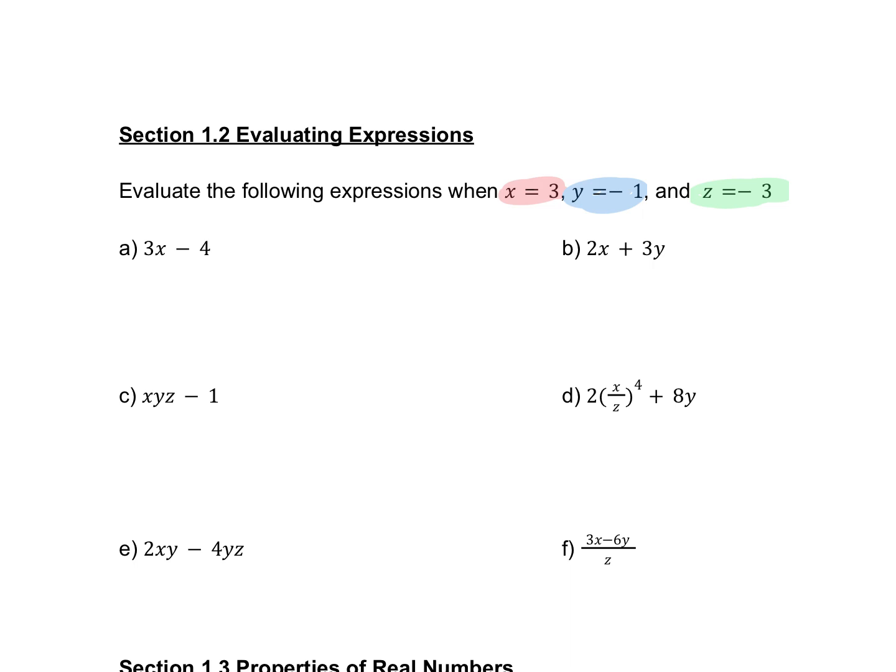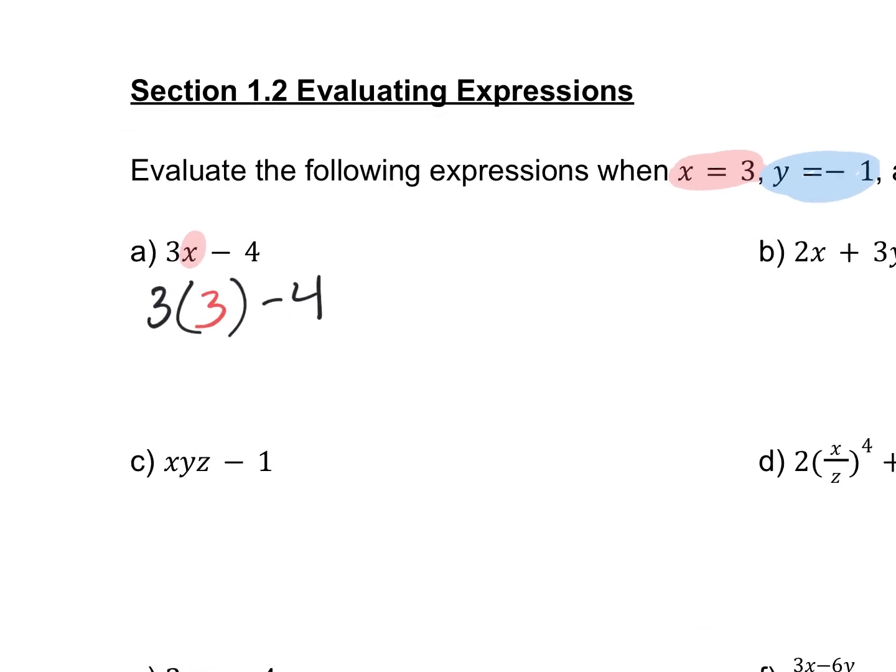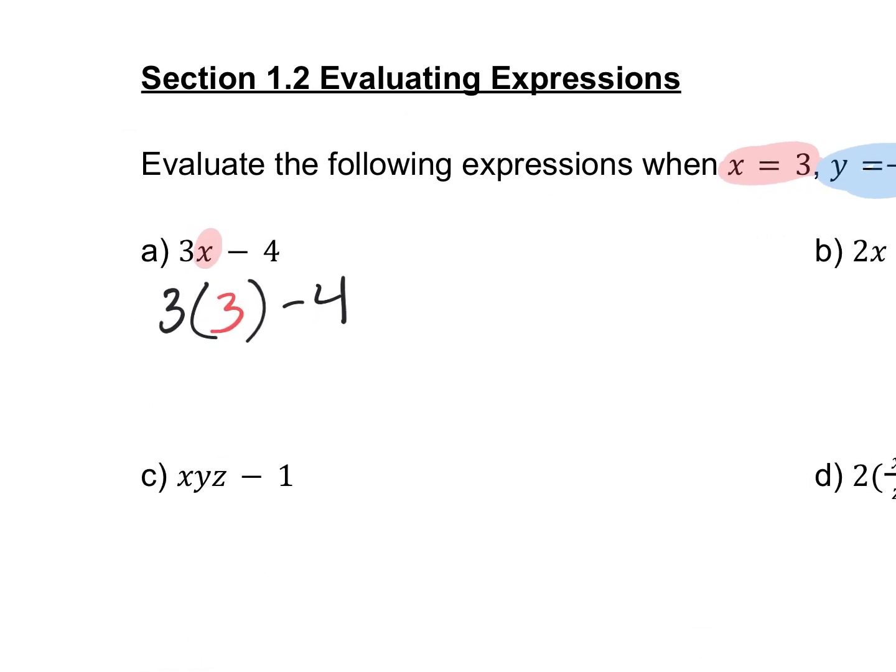For this first one, the only letter that they have is x, so we're going to be plugging in that 3. What does it mean whenever there is a number right next to a variable? Well, that means to multiply. So this is going to be 3 times 3, because that's what we're plugging in for x, minus 4. There are a few different ways you could write it. I prefer that way. That's just a personal preference.